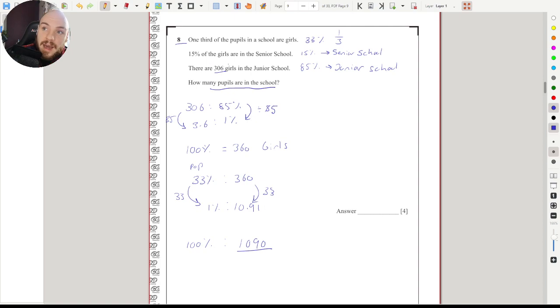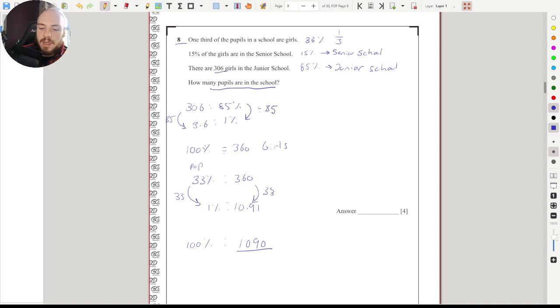We know how many we had in junior school, so we can work out the total amount of girls that we have. Once we find out the total number of girls we have, we know that the girl population represents 33% of the school. So we know that 33% of the school is 360 girls, and we can divide that by 33, find what 1% is equal to, and then multiply by 100. Now let me check just to make sure.